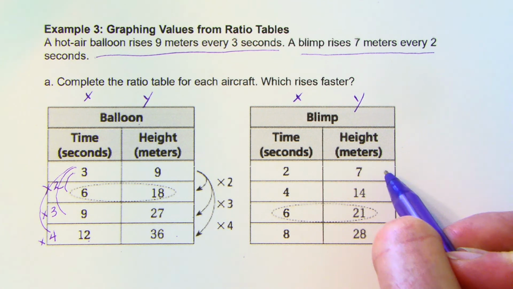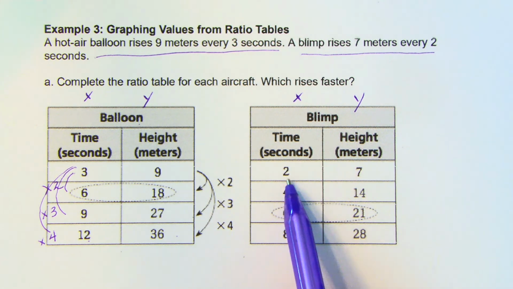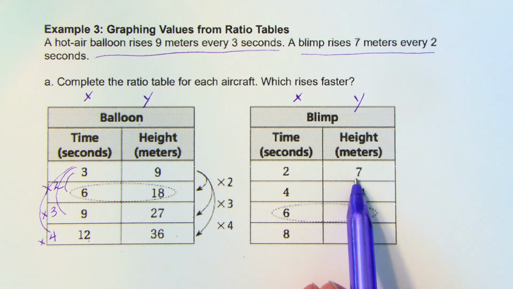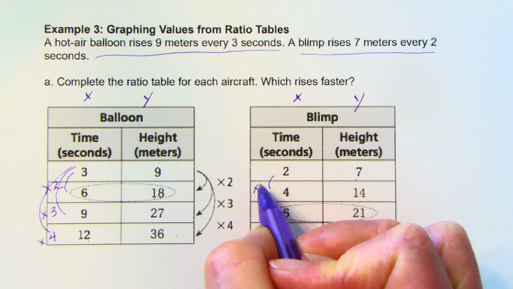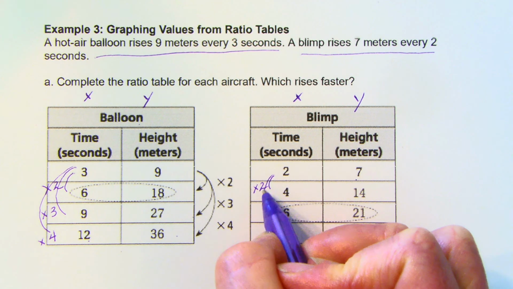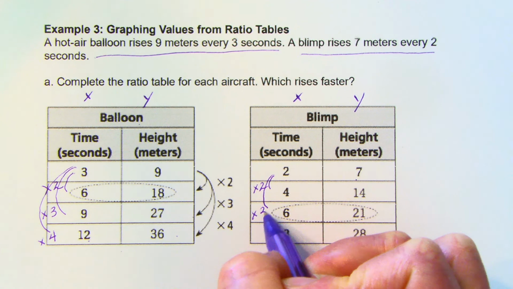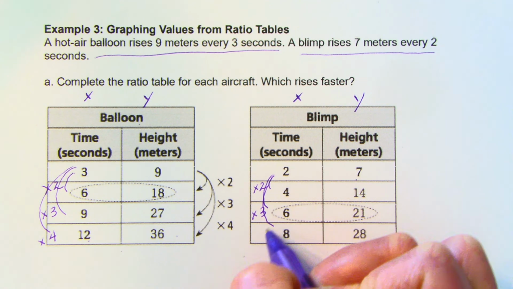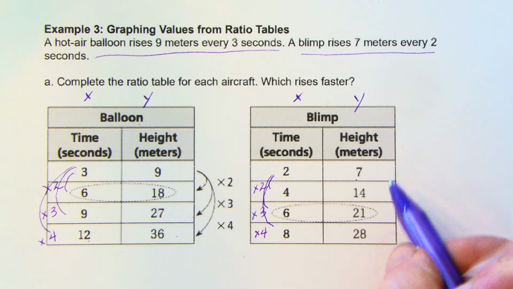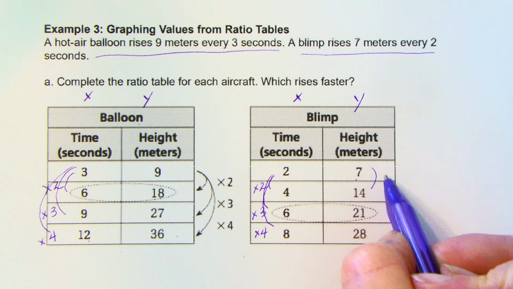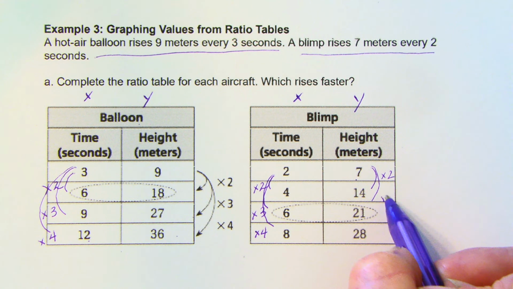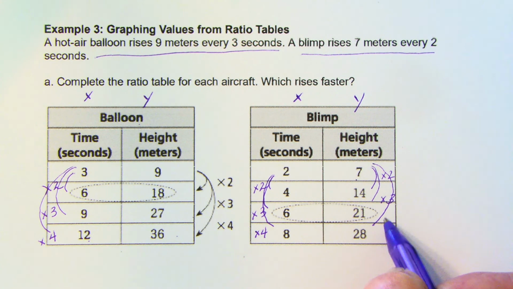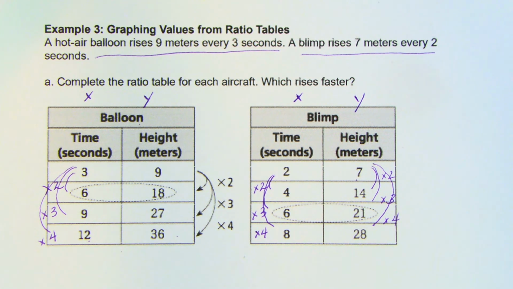Okay, same thing with the blimp. It starts out after 2 seconds. It has gone up 7 meters. So we can go here. 2 times 2 is 4. And 2 times 3 is 6. And 2 times 4 is 8. So doing the same thing here. 7 times 2 is 14. 7 times 3 makes 21. And 7 times 4 is 28.